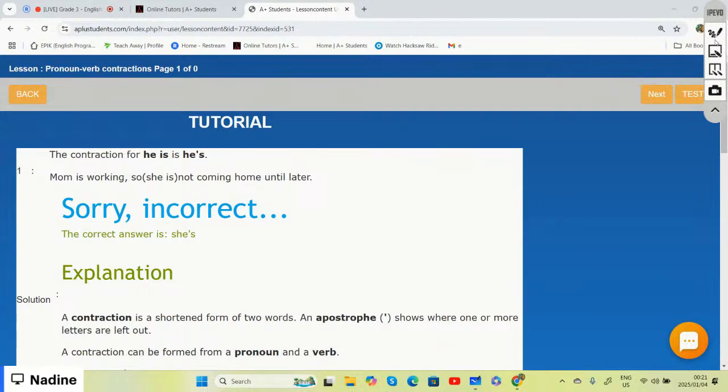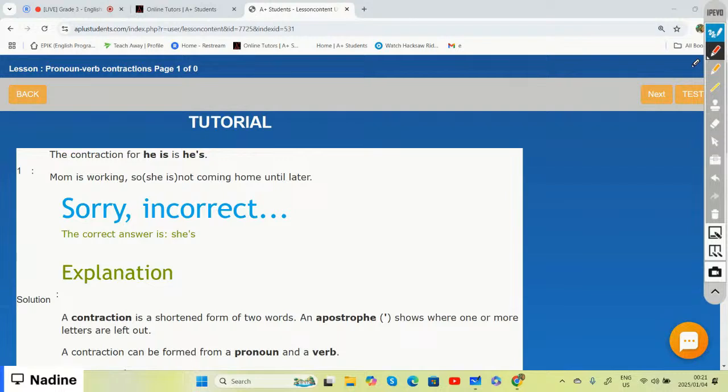All right, so now it says we need to look at the sentence, right? We're going to look at the sentence and then we're going to change the word in brackets to the correct contraction. So it says, Mom is working, so she is not coming home until later. So she is. We need to shorten that word she is. How are we going to write the contraction of she is? She is. How are we going to shorten those two words?